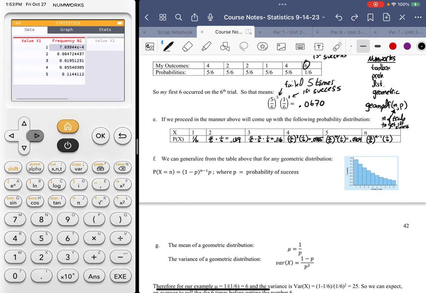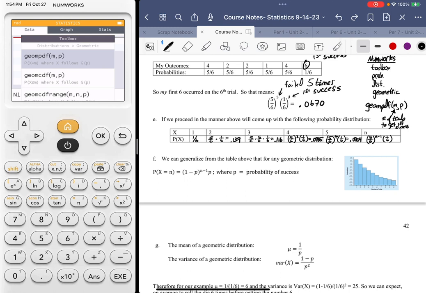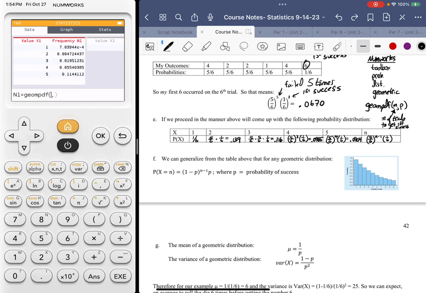I'm going to overwrite these values here, but I'm going to do it using the geometric PDF function. So I'm going to go to OK, fill with a formula, wipe this out, go to my toolbox, select geometric PDF, put in the M value, number of trials to get the first success, which is what I have in my V1 column. So Shift Alpha division to bring up V1. And then the probability of success, which is 1 over 6. Then hit OK.